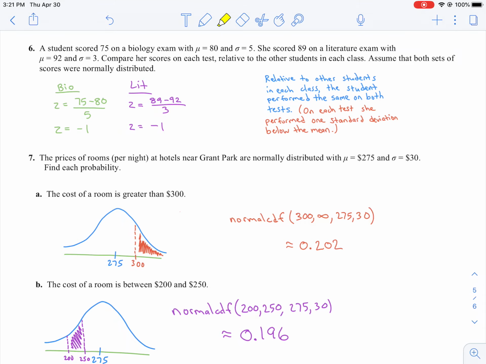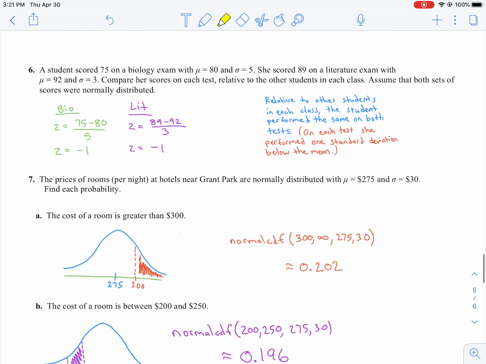And the last part of this review is going to be about z-scores and normal distributions. So a student scored 75 on a biology exam with a mean of 80 and a standard deviation of 5. She also scored 89% on a literature exam with a mean of 92 and a standard deviation of 3. Compare her scores on each test relative to other students in the class, and it says assume that both sets of scores were normally distributed.